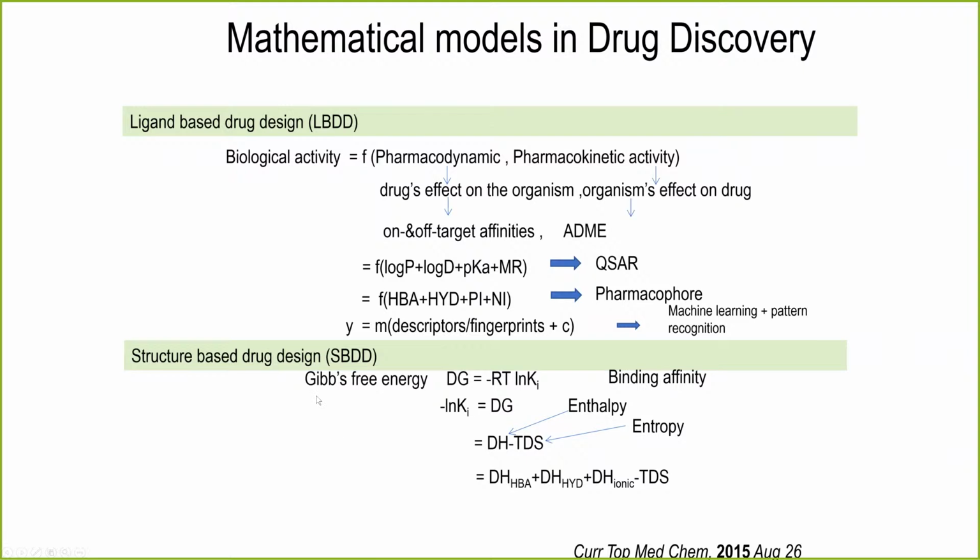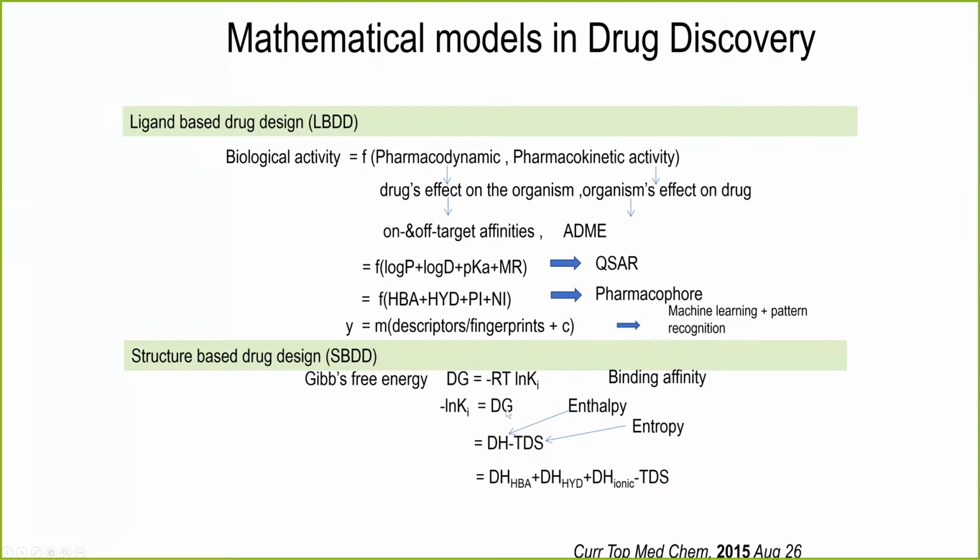Similarly, in structure-based drug design, some of the biotechnology and pharmacy people might also know this: there is this Gibbs free energy, delta G. The change in free energy is nothing but minus RT log of Ki, where R is a constant. So from this, you can say that Ki, the binding affinity, is related to the change in Gibbs free energy.